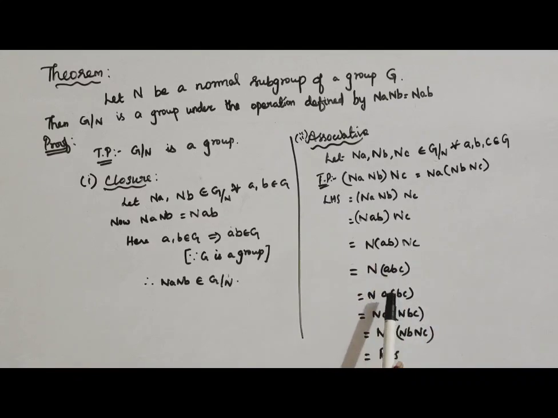This can be written as Na, you have to interchange the bracket, that is Na into bc. This bc can be written as Na into Nbc. Therefore, you have to take this as Nb into Nc. This is the LHS equal to the RHS, hence G over N is associative, right?